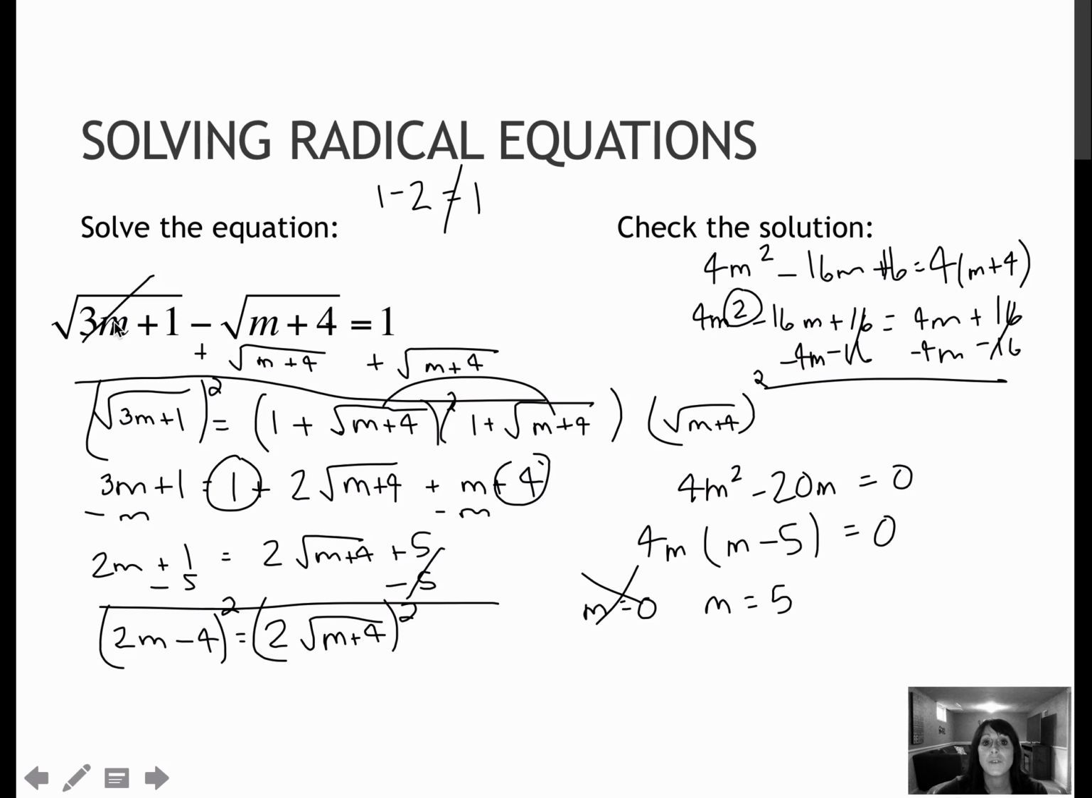Let's try 5. 3 times 5 is 15, plus 1 is 16. We know the square root of 16 is 4. 5 into the other one. 5 plus 4 is 9. Square root of 9 is 3, so minus 3. Does that equal 1? Yes, 4 minus 3 is 1, and 1 does equal 1. So m equals 5 is my solution.